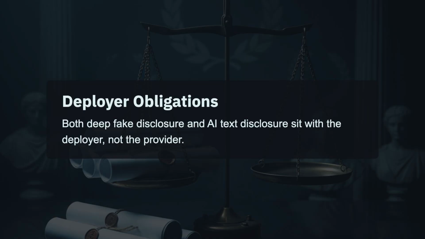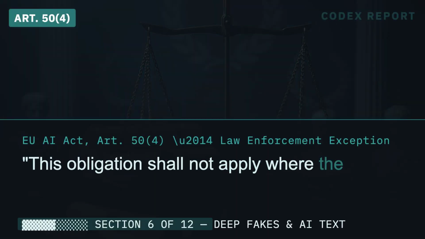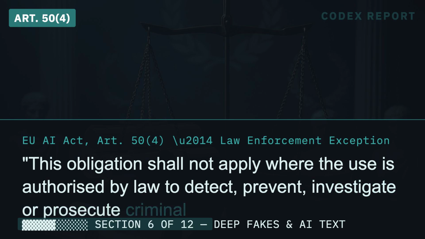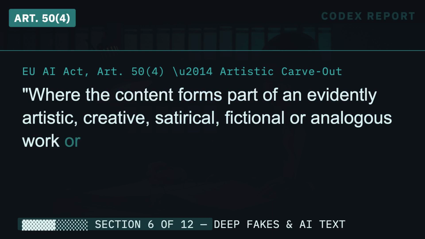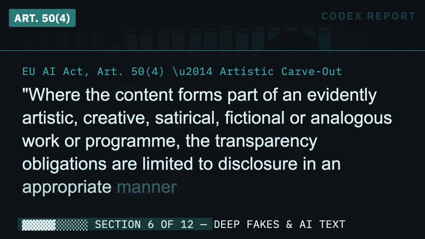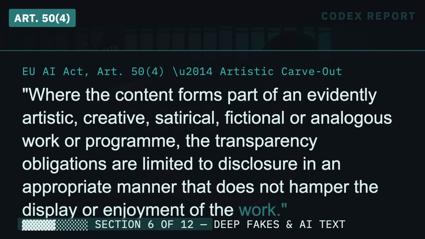Both are deployer obligations, and both come with significant carve-outs that will shape how this provision operates in practice. This obligation shall not apply where the use is authorized by law to detect, prevent, investigate, or prosecute criminal offense. Where the content forms part of an evidently artistic, creative, satirical, fictional, or analogous work or program, the transparency obligations set out in this paragraph are limited to disclosure of the existence of such generated or manipulated content in an appropriate manner that does not hamper the display or enjoyment of the work.